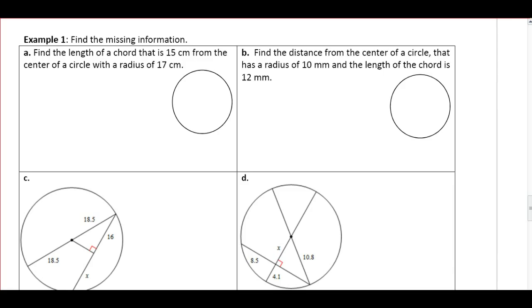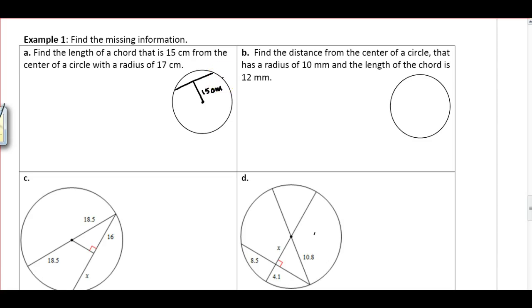So for the first one, we want to find the length of a chord that's 15 centimeters from the center of a circle with a radius of 17. There's a lot of information, so just pick it all apart a little bit at a time. We've got a chord that's 15 centimeters from the center, so we need to draw on a chord. And here's the center, and we know that it's 15 centimeters from the center, so that's going to be represented by this distance, so that's 15 centimeters.